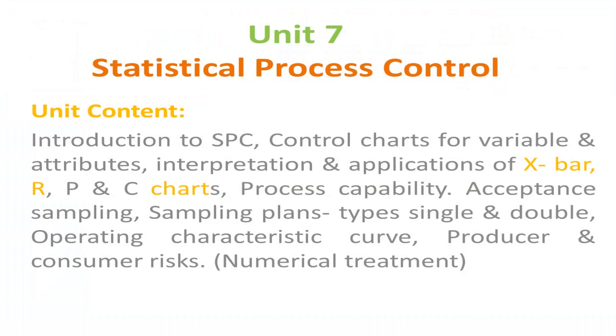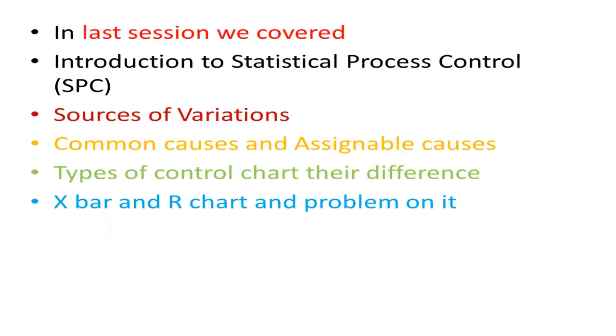In the last session, we started the chapter Statistical Process Control from Industrial Quality and Management. We covered the introduction of statistical process control, sources of variation, common causes, assignable causes, types of control charts, their difference, then the X bar R chart and a problem on it.